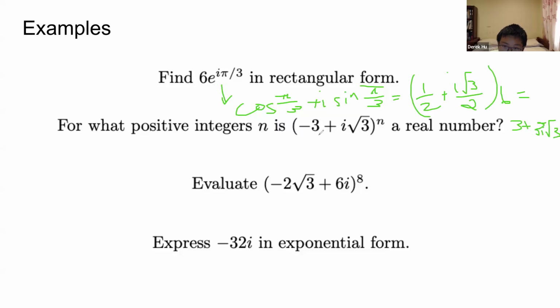This needs to be a real number, so we can express this in exponential form. If we look here, this number is in the second quadrant, so arctan won't give us the right answer. We can first try using arctan here. This will be √3 over -3, and the arctangent of this is equal to, I think, negative π/3 or something.